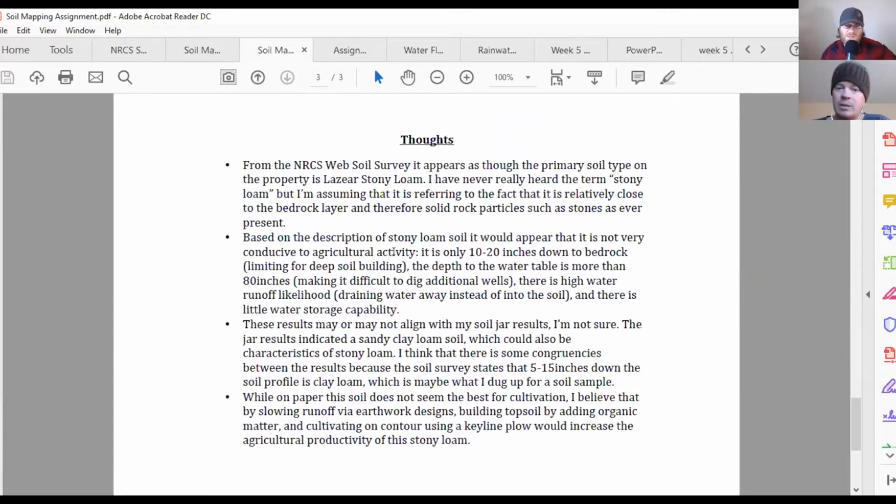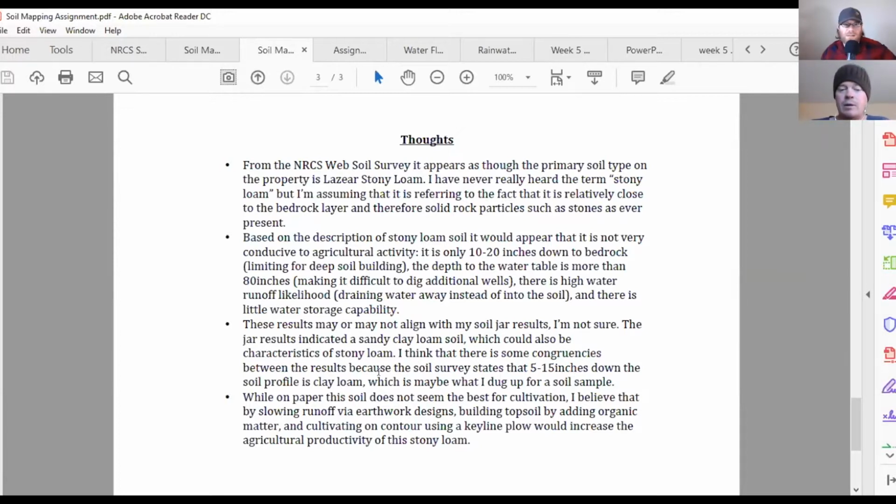Based on description, not very conducive to ag activity. It's also starting to get a little steeper. Limited based on bedrock. These are great analyses, things to be thinking about in response to this. And then he says results may or may not align with my jar test results. I'm not sure. His jar test result showed sandy clay loam soil.